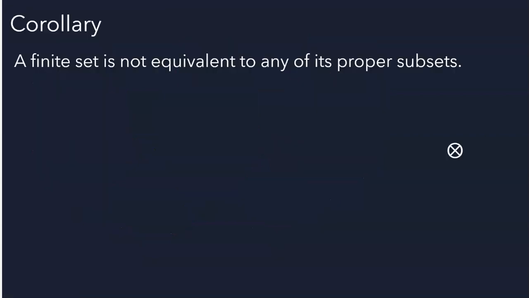A corollary for this is a finite set is not equivalent to any of its proper subsets. This is going to be a handy theorem because we're going to be able to use this to prove something is infinite. Like we now know that the integers is infinite because it's equivalent to one of its proper subsets, and it can't be finite if it's equivalent to one of its proper subsets.